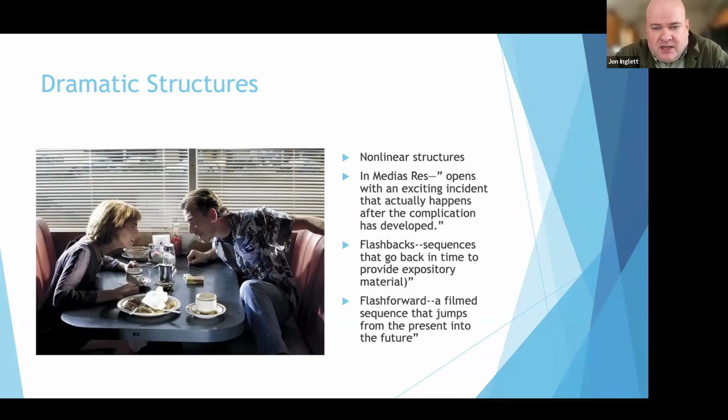Many films begin in medias res. That means it opens with an exciting incident that actually happens after the complication has developed. So in medias res means in the middle of things. Flashbacks occur in nonlinear structures, sequences that go back in time to provide expository material. Flashbacks can occur in linear structures too.